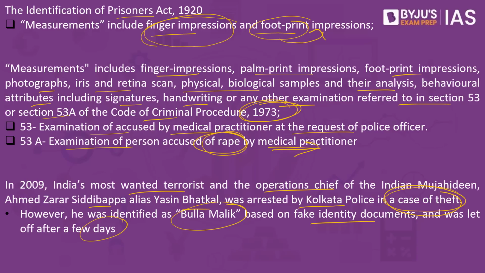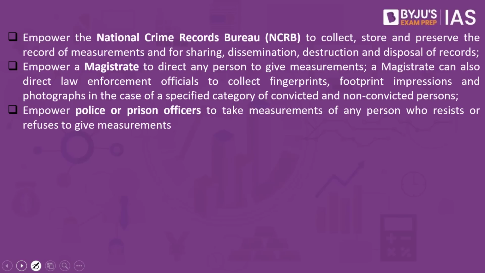So what are the features of the Criminal Procedure (Identification) Bill of 2022? As we just discussed, there is an expansion of the measurements, which include finger impression, palm print, footprint impression, and so forth. It also empowers the National Crime Records Bureau to collect, store and preserve the record of measurements, and to share, disseminate, destroy and dispose of the records.